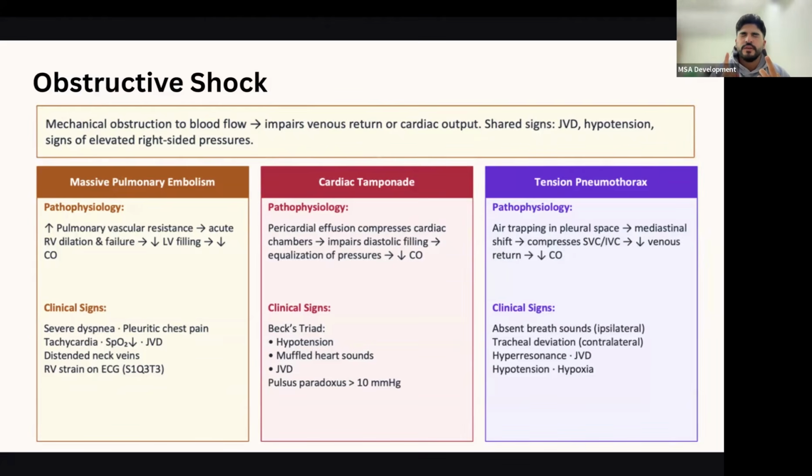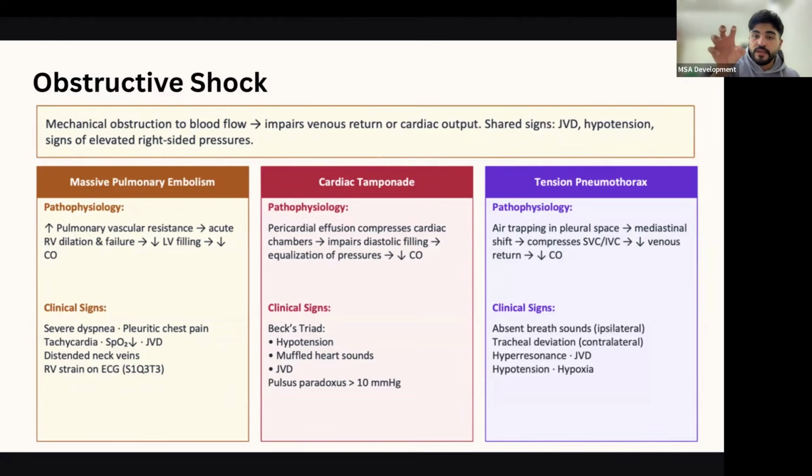pulmonary embolism. This is something that usually causes obstructive shock. So how does pulmonary embolism cause an obstructive shock? It will increase the pulmonary vascular resistance, and then it will cause this acute right ventricular dilation, causing a decrease in left ventricular filling, and blood is just going to start backing up. So you're going to have jugular venous distension, number one. You're going to have severe dyspnea. You're going to have pleuritic chest pain. So these are things you want to keep in mind. Cardiac tamponade is basically when you have this pericardial effusion, and basically it's blood building up in the pericardium.